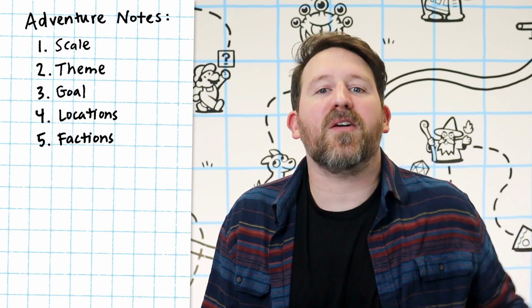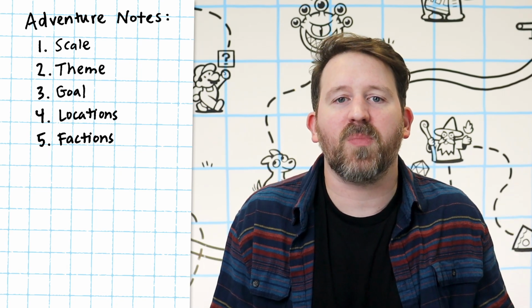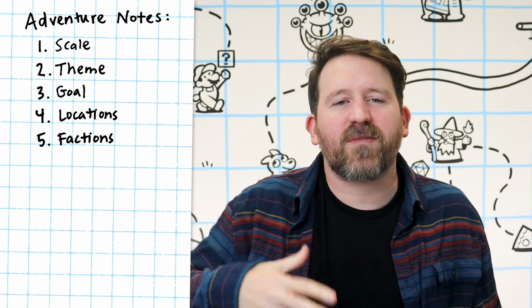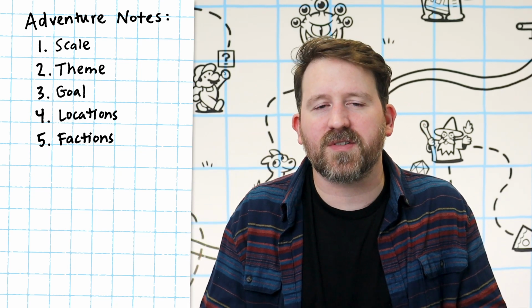Okay, step number 5, make some factions. These are the characters that will fill up your adventure, but I think it's helpful to zoom out a little at first. You don't have to start with individual characters. Instead, think about groups of people or monsters or creatures that will fill up the locations from the last step. So let's make an example.